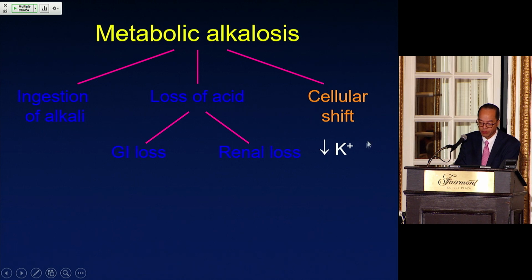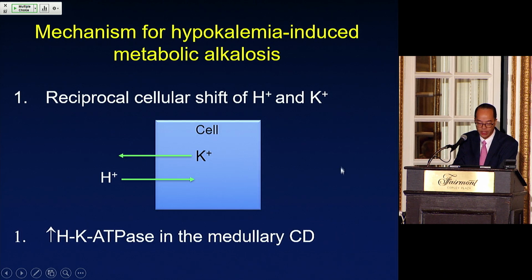And then this is just to remind you that if your patient is hypokalemic, that can cause a metabolic alkalosis due to cellular shift, but this is a very, very small effect and not usually a primary cause of an alkalosis. The other thing that does happen is that if a patient has hypokalemia, this increases the H-K-ATPase in the medullary collecting duct. So this is a pump that reabsorbs K in exchange for hydrogen secretion, and that would also worsen metabolic alkalosis.